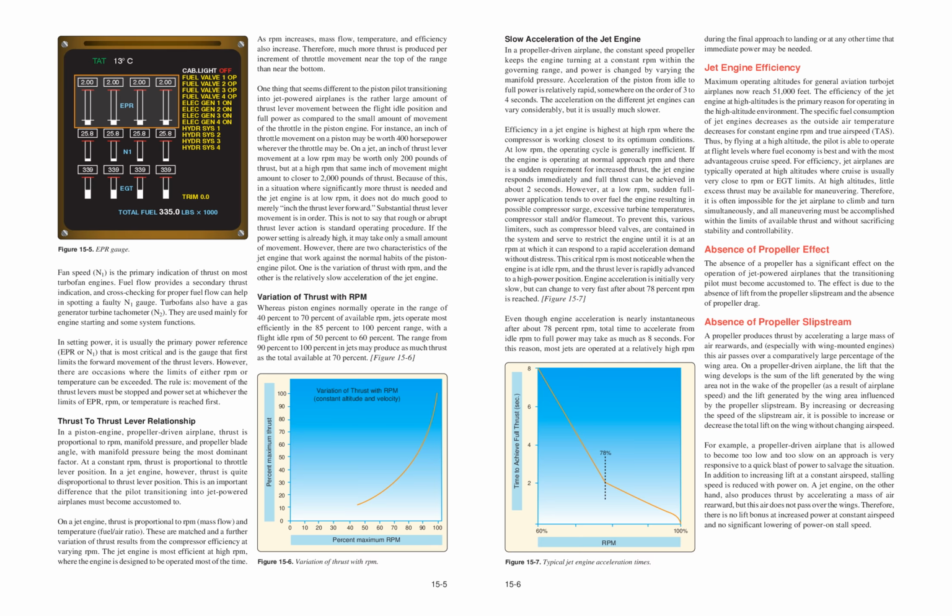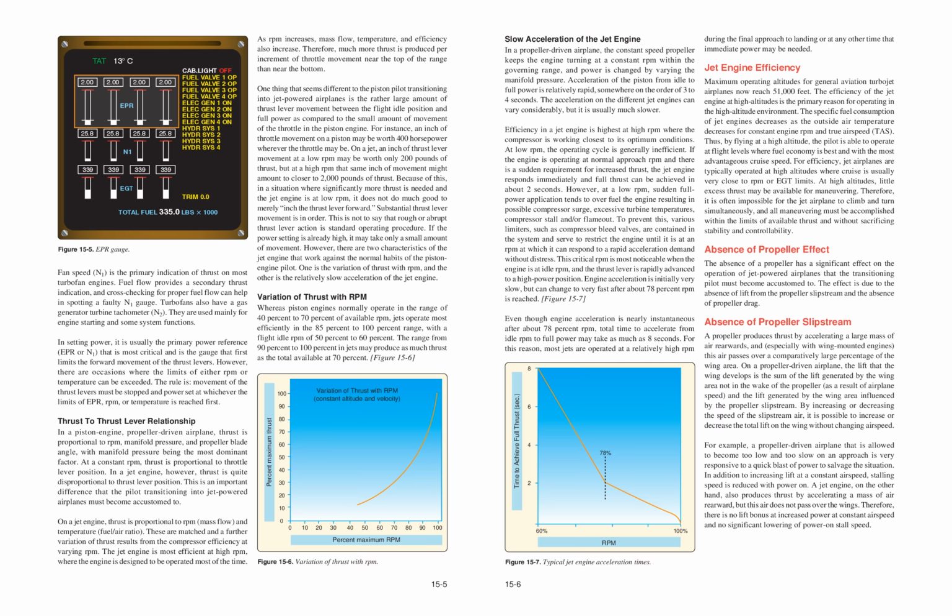In setting power, it is usually the primary power reference, EPR or N1, that is most critical and is the gauge that first limits the forward movement of the thrust levers. However, there are occasions where the limits of either RPM or temperature can be exceeded. The rule is, movement of the thrust levers must be stopped and power set at whichever of the limits of EPR, RPM, or temperature is reached first.